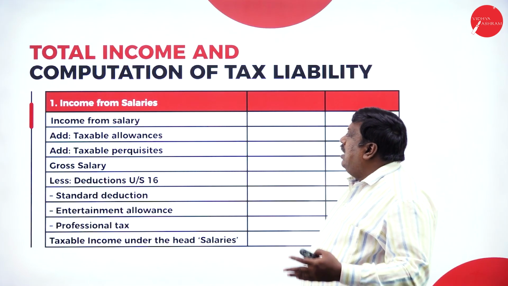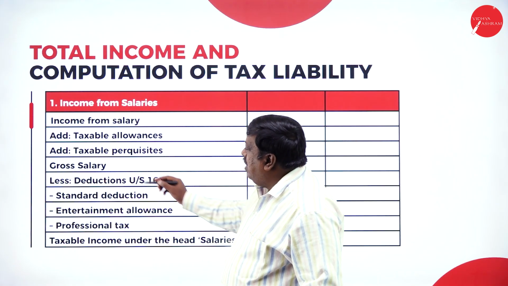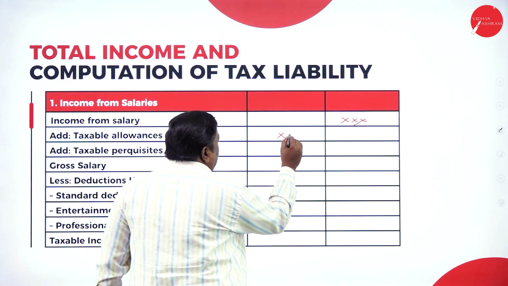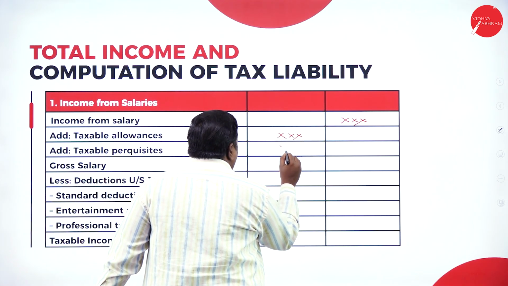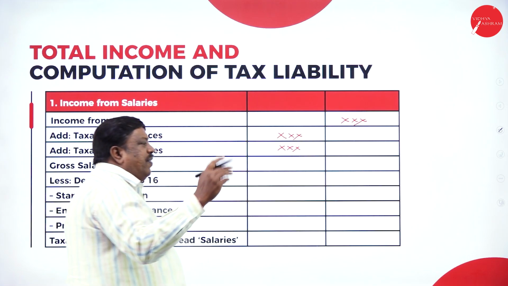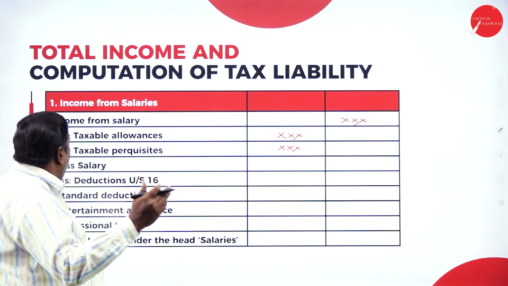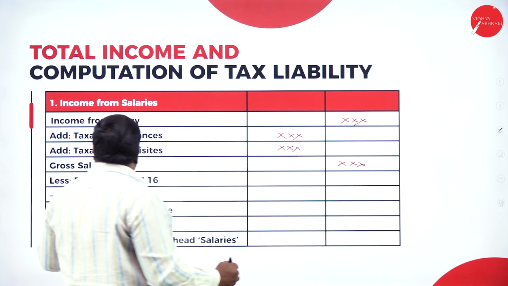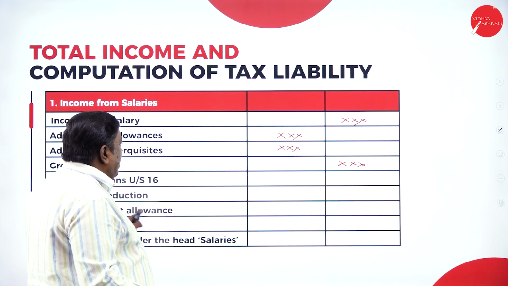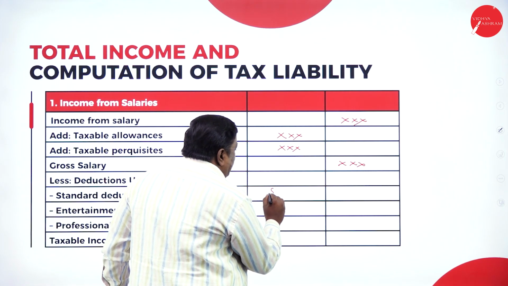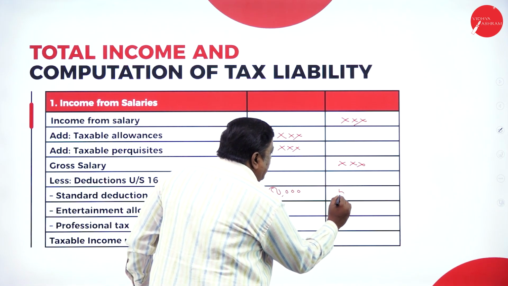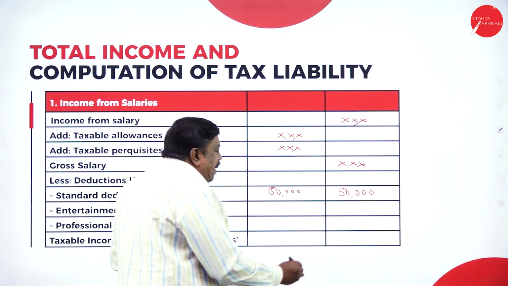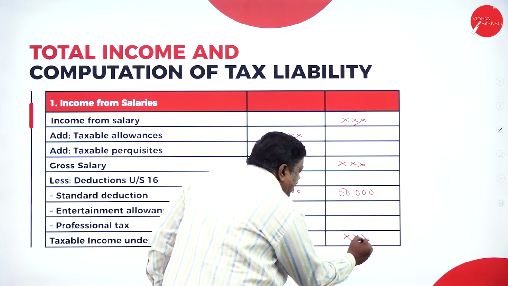How do you compute the total income? The first part is income from salary of the assessee: income from salary, add taxable income, add taxable perquisites. Perquisites are nothing but additional benefits given by the employer to his employees. So now it becomes gross salary. Gross salary minus deduction under section 16. The standard deduction as per the norms is 50,000. So 50,000 will be deducted and professional tax will be deducted, and the remaining part is taxable income from salary.